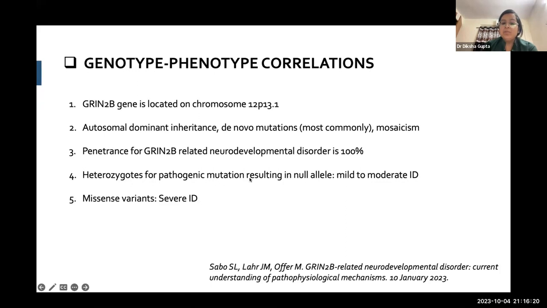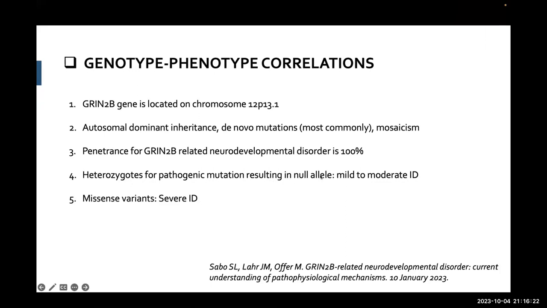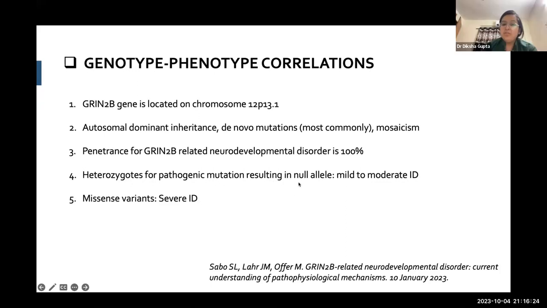Heterozygotes for pathogenic mutations resulting in a null allele, for example, if there is a frame shift mutation, a nonsense mutation, or a whole exon or intron deletion, there will be no formation of the protein, which will lead to mild or moderate ID. But if there are missense variants and a non-functional protein is formed, it can lead to severe ID.